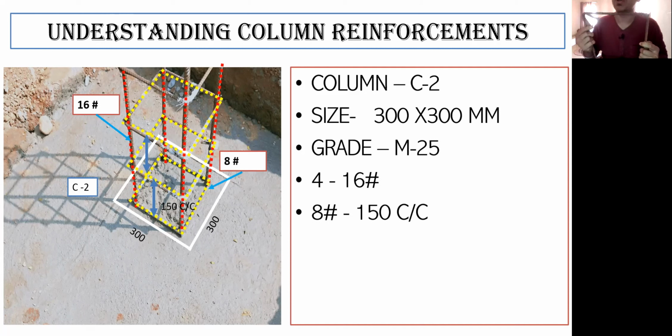Imagine you're using a 6 mm bar. Then 10 into 6 comes out to be 60 mm. But minimum we have to provide 75 mm. So this length comes out to be 75 mm.